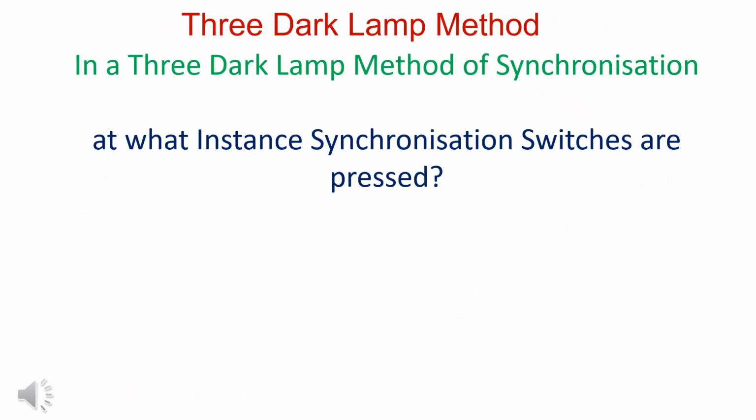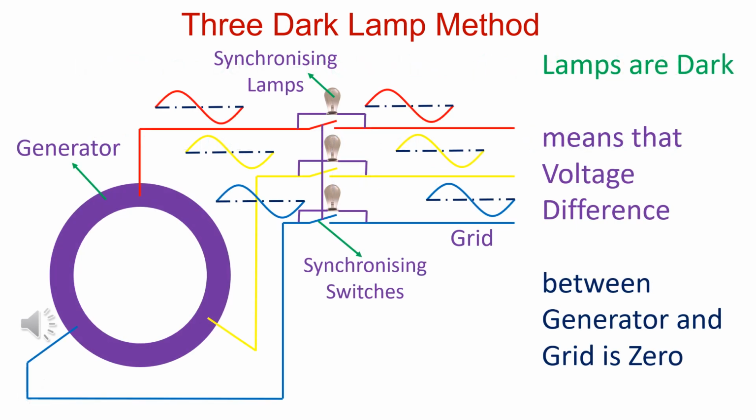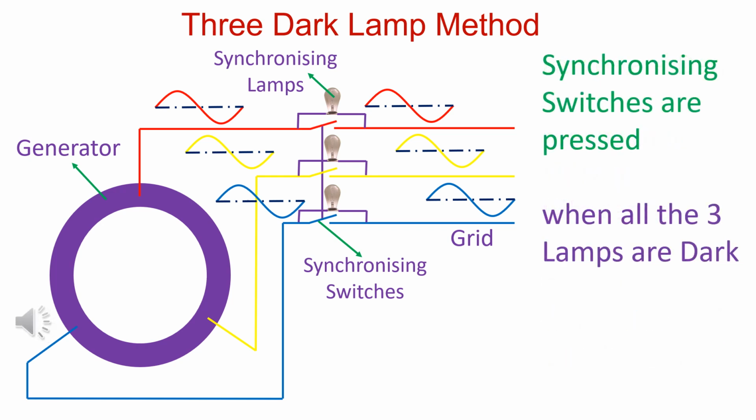In the three dark lamp method of synchronization, at what instant are the synchronizing switches pressed? When lamps are dark, it means that the voltage difference between generator and grid is zero. Synchronizing switches are pressed when synchronizing lamps are dark, that is, when voltage is the same across the switch.